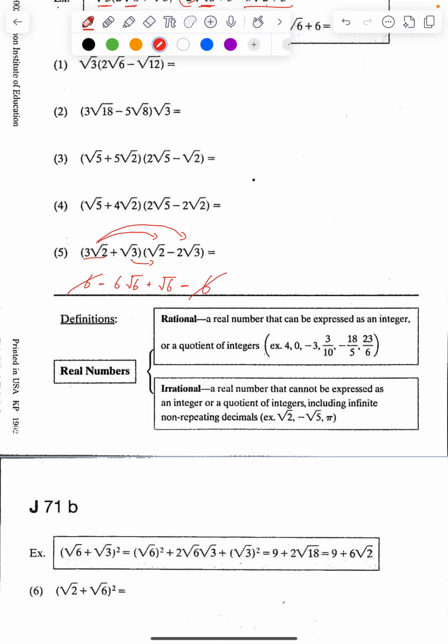So I have the 6, and this is negative 6 root 6. This is plus root 6. So imagine this as negative 6 root 6 plus 1 root 6. The reason why I added 1 over here is just to help you guys understand, okay, root 6 is basically 1 over root 6. So in this case, the negative 6 plus 1 will be negative 5, so this will be negative 5 root 6. So that's the answer for this question here.